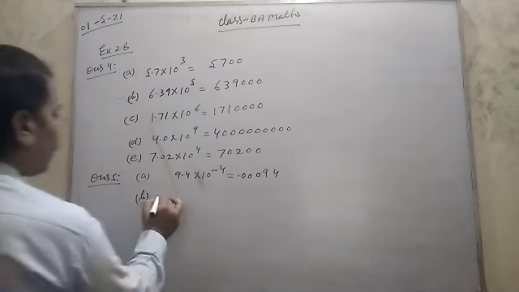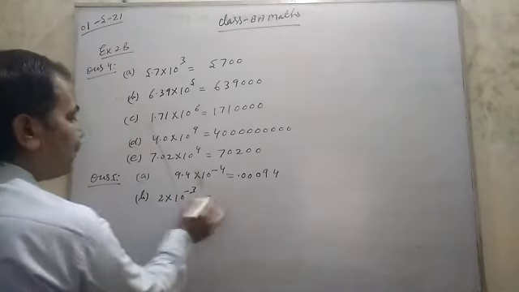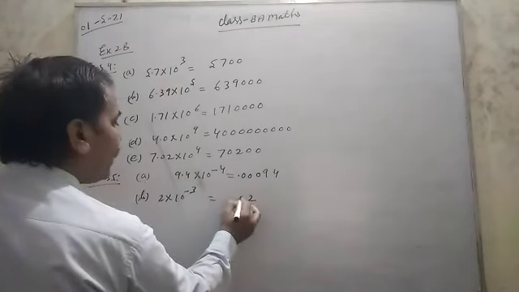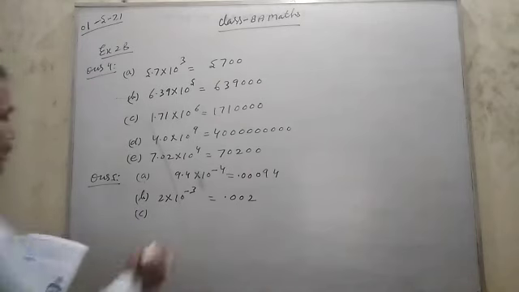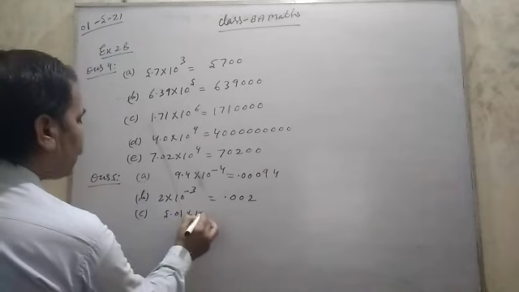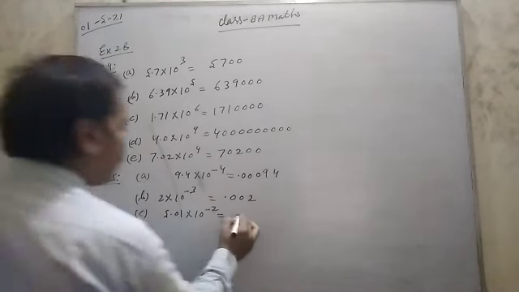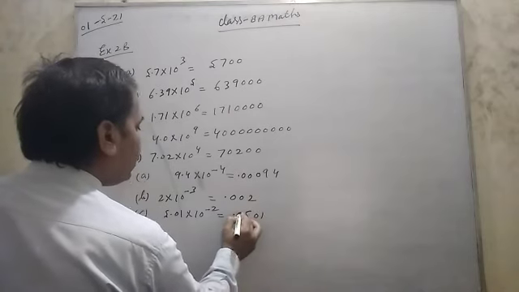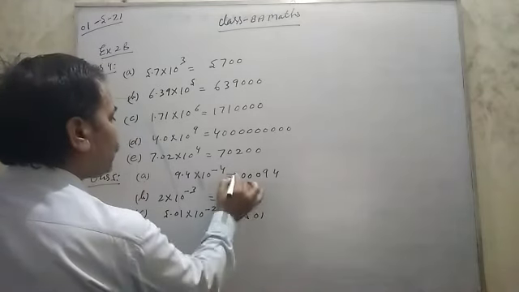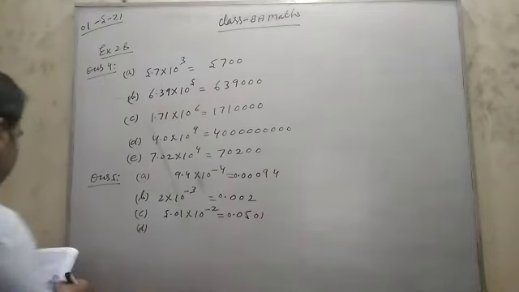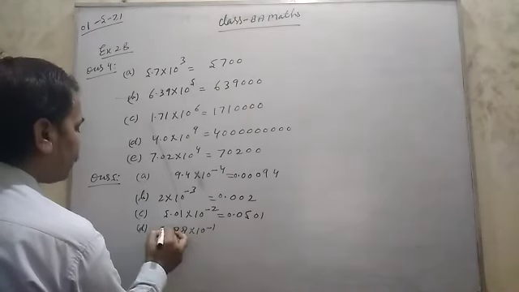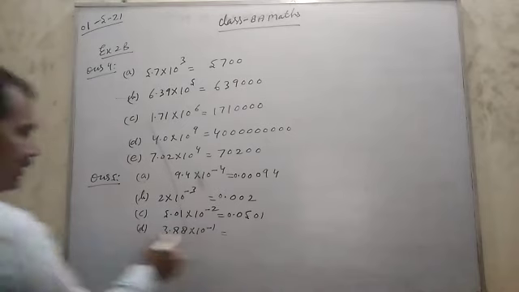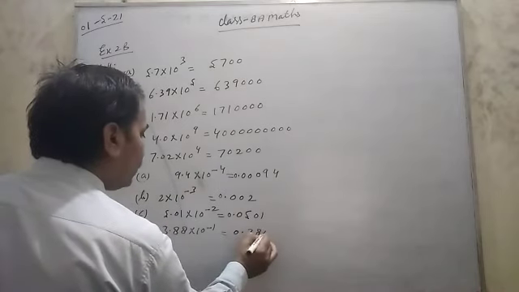2 into 10 to the power minus 3. So 3 digits. So 1 digit, 2, is given and the remaining are 0. Next, 5.01 into 10 to the power minus 2. So 2 digits left. 0.05010. Also you can write it. 3.88 into 10 to the power minus 1. So minus 1 means 1 digit left. So 0.388.